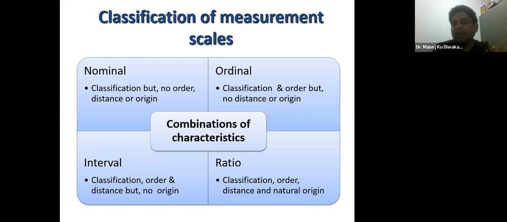For example, if you are assessing the patient's pain, you will say that the pain is mild, moderate, or severe. So this is one of the hierarchies; there is an order to it. You will say that your students are first division, second division, third division, fourth division. So this is also a part of ordinal data.